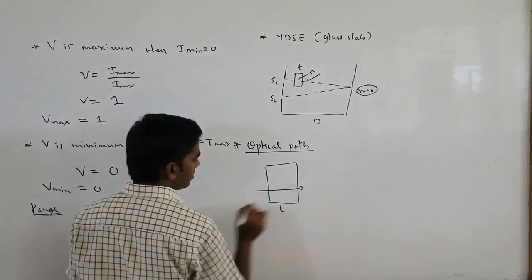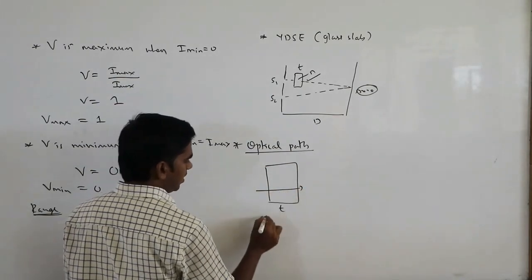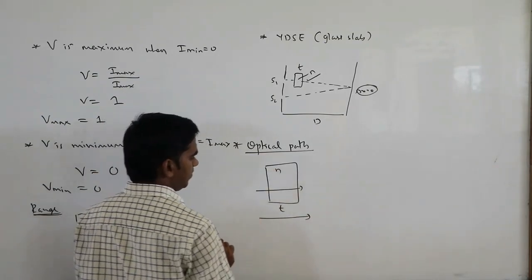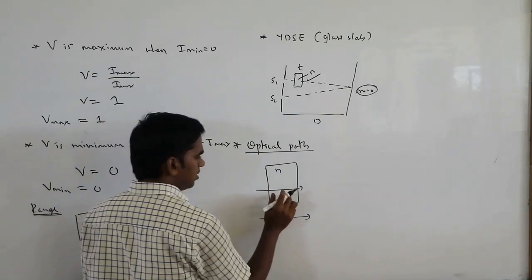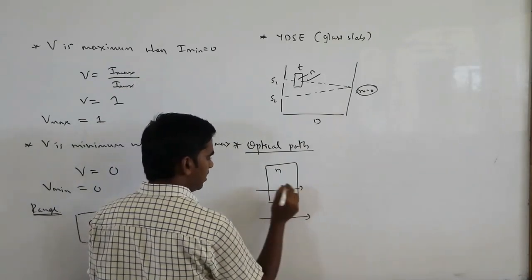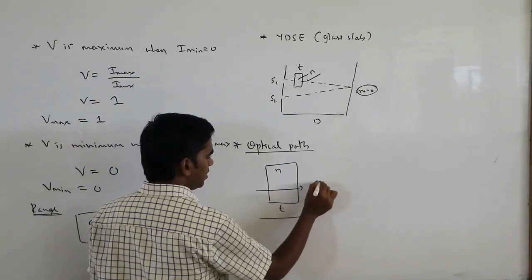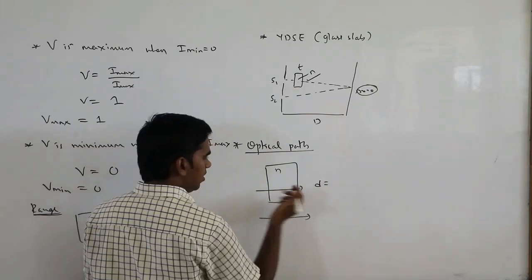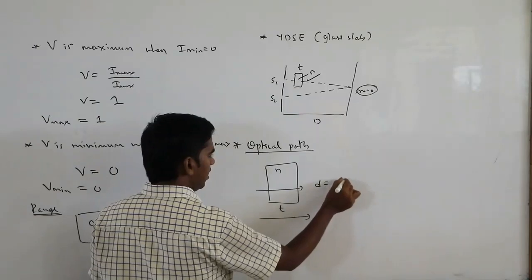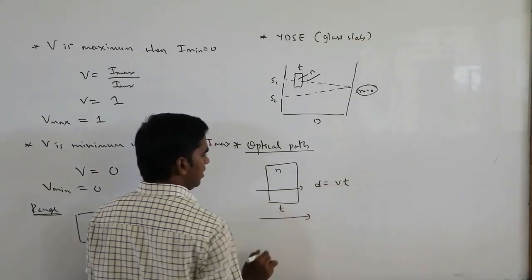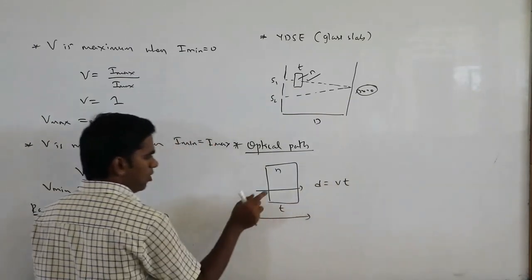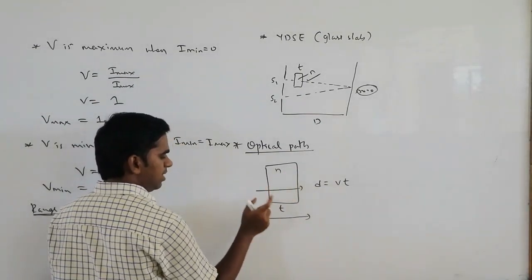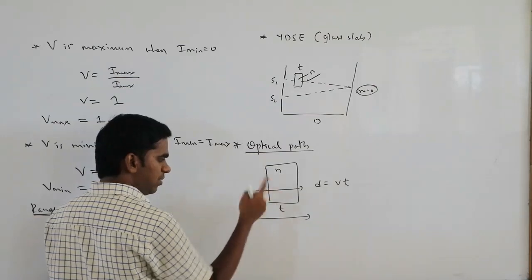If light travels a distance d here, you can take the light traveling outside also. If the refractive index is n, what is the distance traveled in this medium, or the time taken? You can write distance traveled d equals velocity v into time taken t. How much time does it take to travel this distance? In the same time, how much distance does it travel outside?